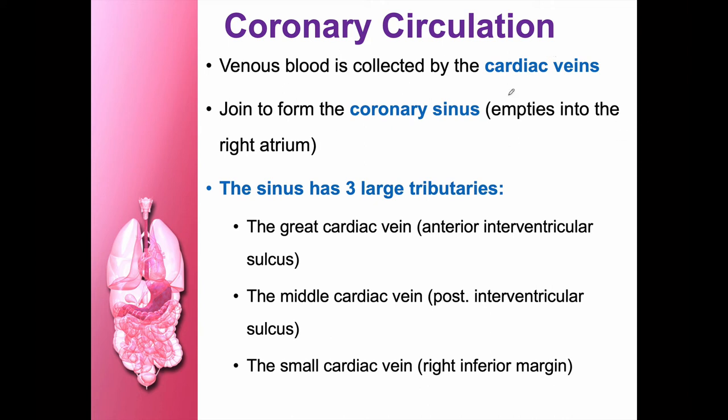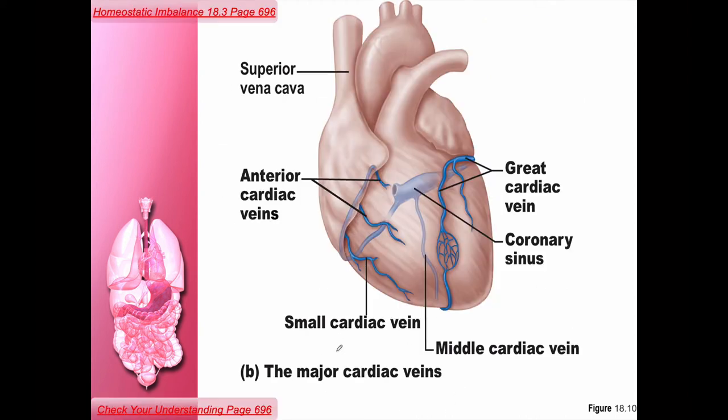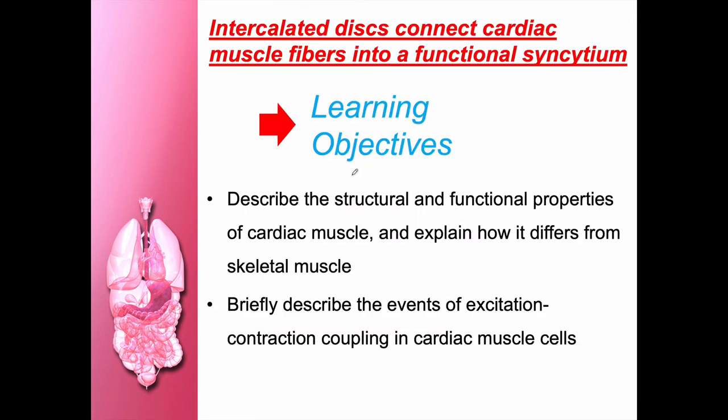These cardiac veins join to form the coronary sinus that opens in the right atrium. Okay, so there are three main vessels: the great cardiac vein, middle cardiac vein, and the small cardiac vein. You can see in the picture. This is the great cardiac vein, this is the small cardiac vein and the middle cardiac vein. All these veins form and open in the right atrium. This is the right auricular chamber. It opens there as the coronary ostium.